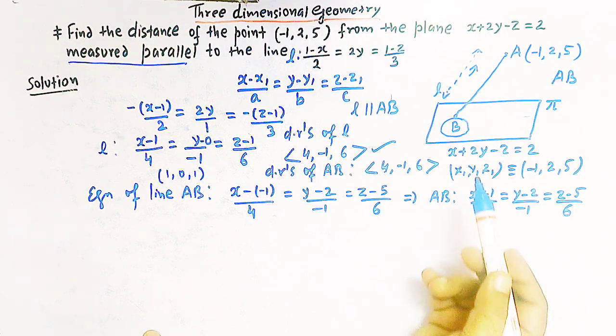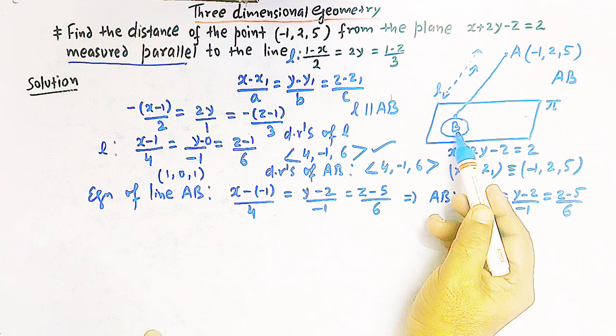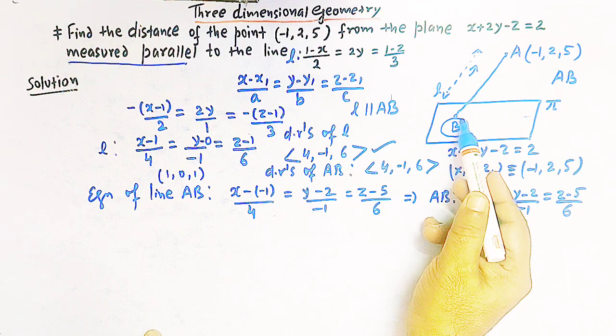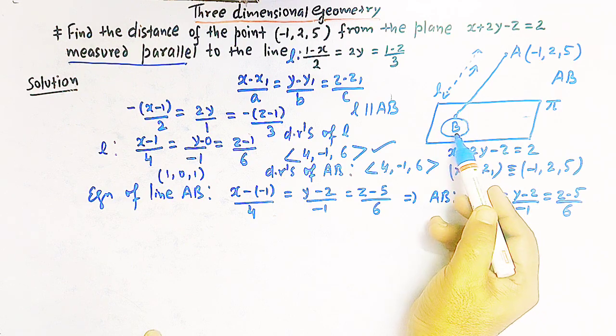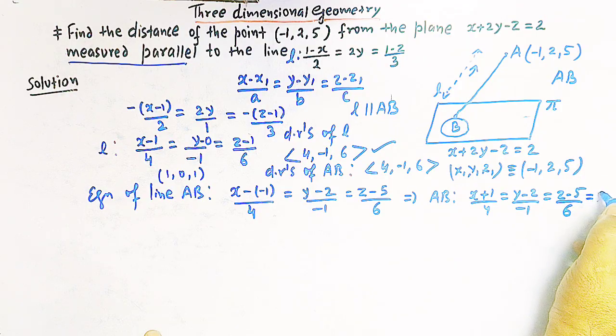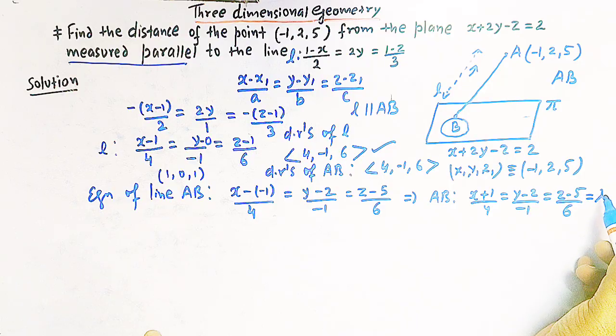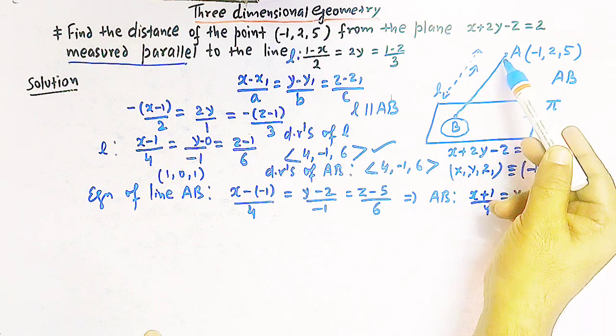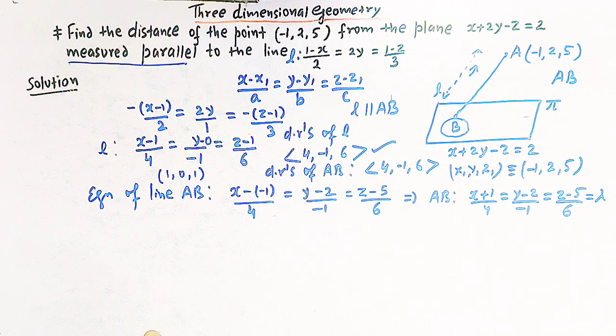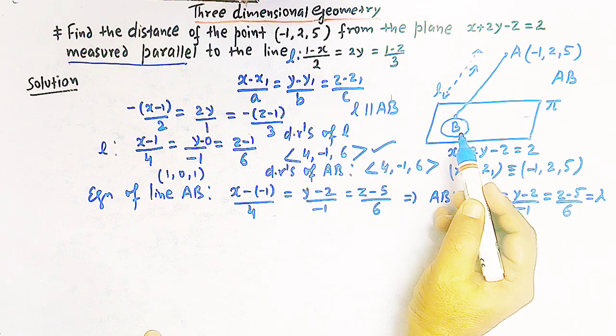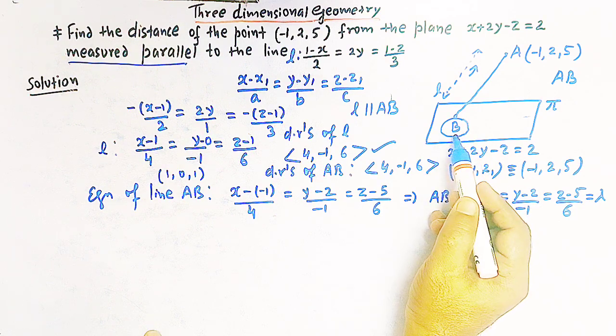So now the next step is to get the coordinates of this point B. And in order to get the coordinates of this point B, here we have to introduce a scalar, say lambda, where lambda is some real number. And the purpose of introducing this lambda is to get the coordinates of the general point lying on this line AB. And for some particular value of lambda, that coordinate will represent the coordinates of this point B, right?